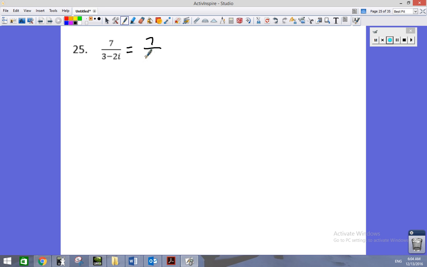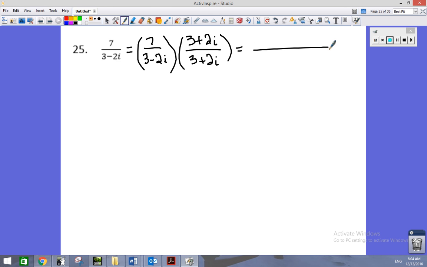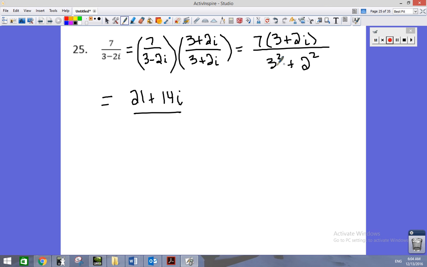Again, we'll multiply by 1 using the complex conjugate of the denominator. All right, so what do we get? Let's distribute this and we get 21 plus 14i. 9 plus 4, 13. And again, to me that's fine. But in a plus bi form, technically, it's like this.